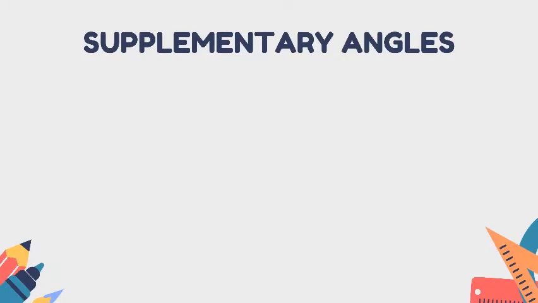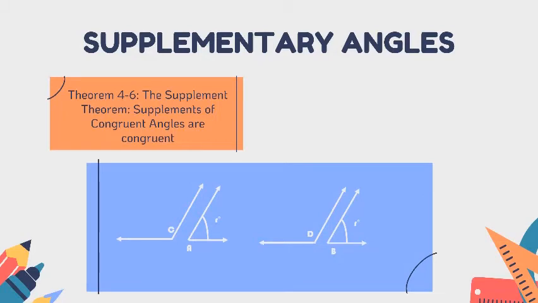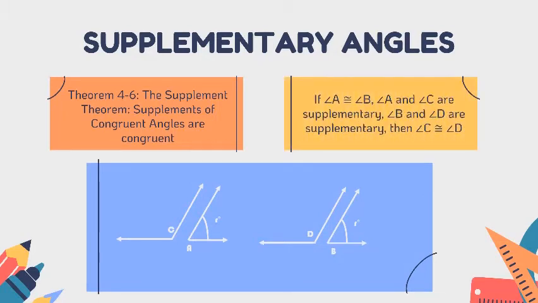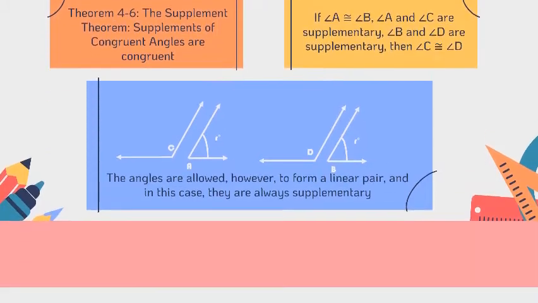If we have a complement theorem, we also have a supplement theorem. It states that the supplements of congruent angles are congruent. We have this diagram of angles. If angle A is congruent to angle B, and angle A and angle C are supplementary, and angle B and angle D are supplementary, then angle C is congruent to angle D. Supplementary angles may be seen as a linear pair or not, as long as the sum of the two angles are 180 degrees. We have been mentioning the term congruent.